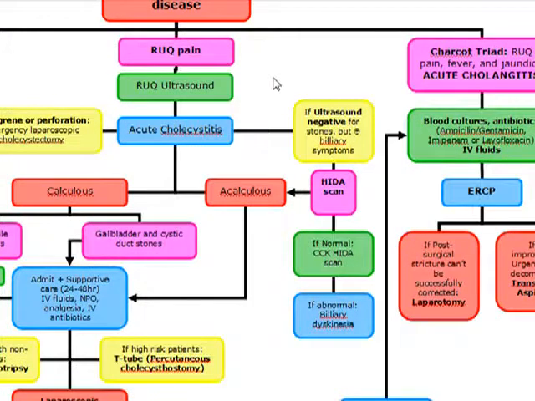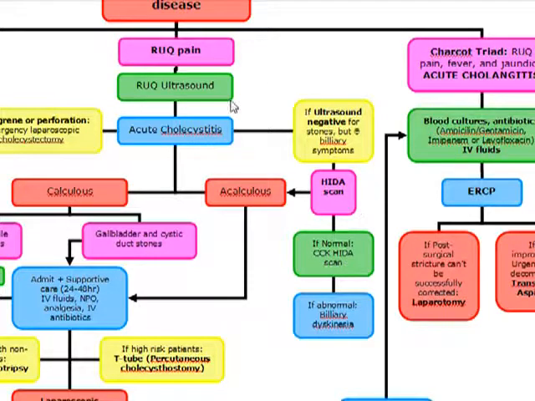And how are we going to diagnose acute cholecystitis? Our diagnostic test is going to be a right upper quadrant ultrasound. On the right upper quadrant sonogram, we're going to see gallstones, a thickened gallbladder, and pericholecystic fluid, which is going to confirm our acute cholecystitis. If our ultrasound is negative, but they still have these biliary type of symptoms, we're going to do a HIDA scan.